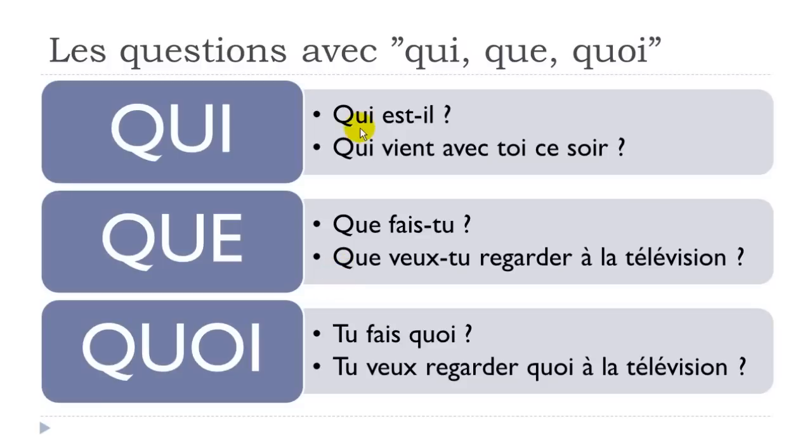Okay, so let's repeat. Qui, who, qui est-il? Qui vient avec toi ce soir? Que, what? But you start the question with it. Que fais-tu? Que veux-tu regarder à la télévision? And then quoi? You don't start the question and it means what? Tu fais quoi? Tu veux regarder quoi à la télévision?